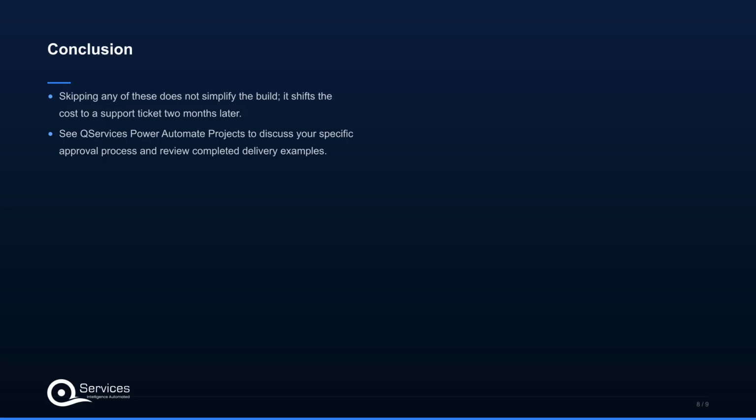Next up, now, conclusion. Power Automate approvals that survive production share a consistent design: dynamic approver resolution, explicit timeout and escalation logic, Dataverse-backed audit records, and a governance layer that makes the flow maintainable after the developer hands it off. Skipping any of these does not simplify the build. It shifts the cost to a support ticket 2 months later.